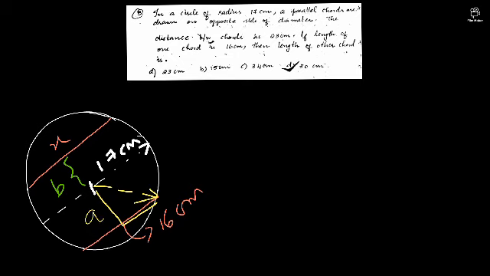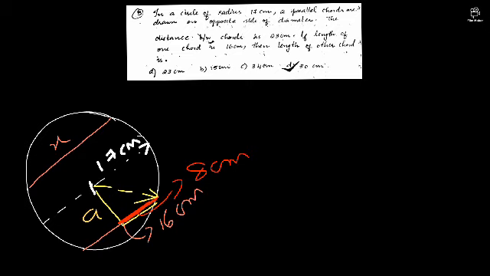And when we drop a perpendicular from the center, we know that it will bisect the chord. Okay, so this length will be 8 centimeters and this length also will be 8 centimeters, and we can consider a right triangle like this.